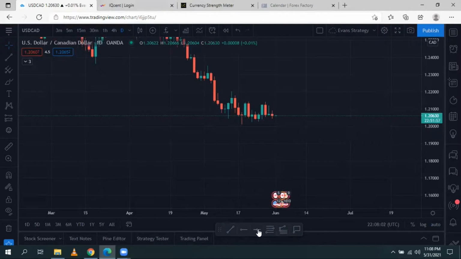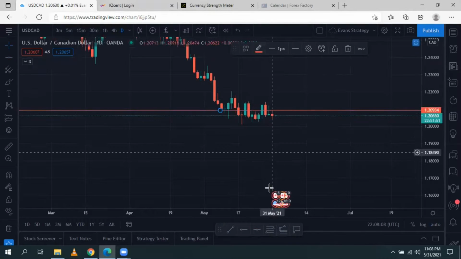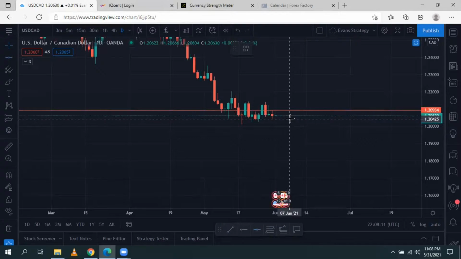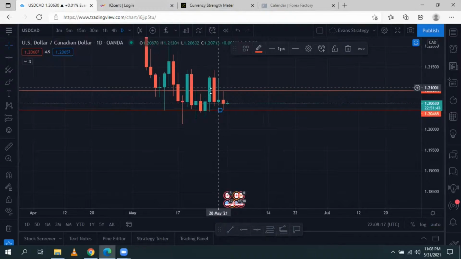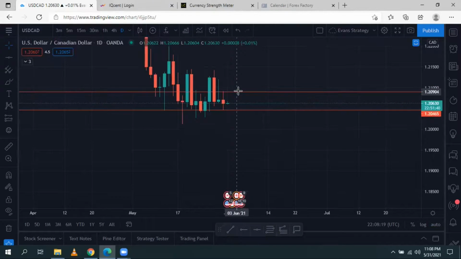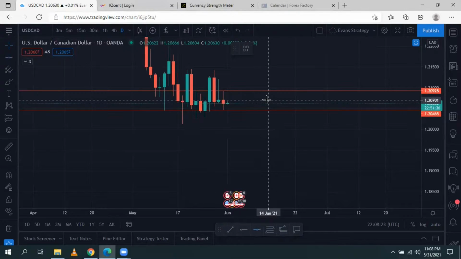So you come here and take your horizontal line. We get the wick of the day before, then we'll get the wick below as well, the day before. That's what we just did. Then we get the body as well.